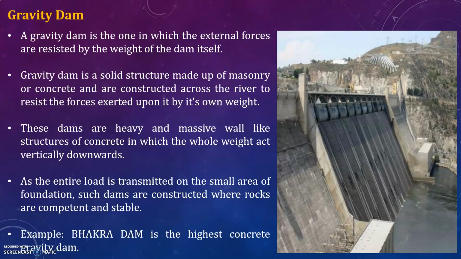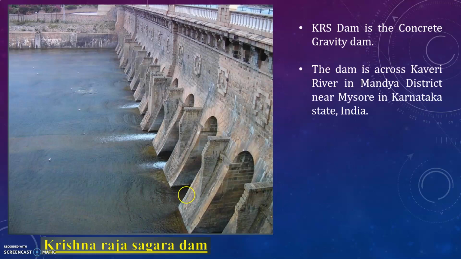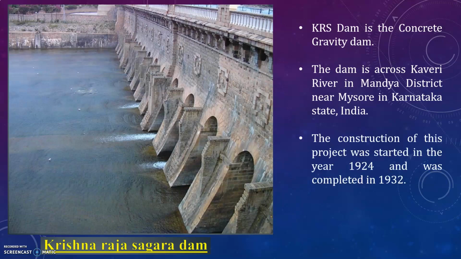Example, Bhakra Dam is the highest concrete gravity dam. And also the KRS Dam in Mysore is a gravity dam. It is very famous and is located in Mandya district near Mysore in Karnataka state. Sir M. Visvesvaraya built that dam, KRS. It's a very famous dam. The construction of this project was started in the year 1924 and was completed in 1932.